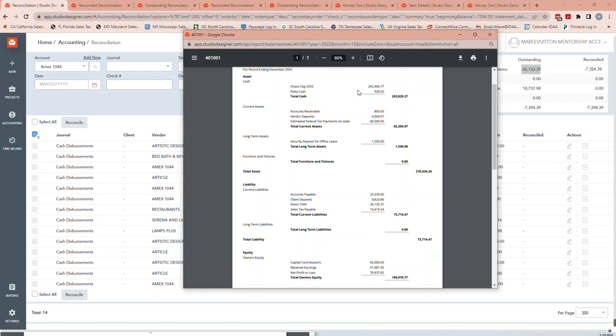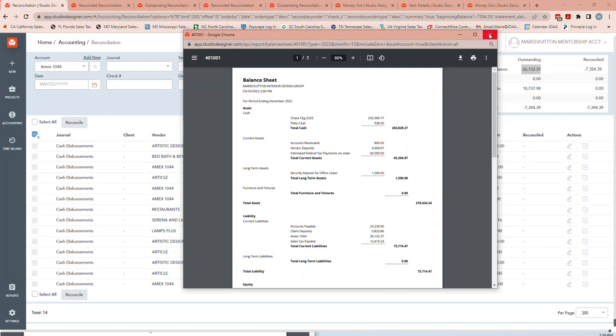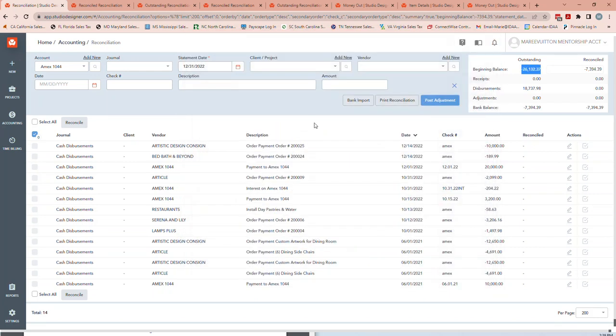So, I hope this provided some information for those of you working in and managing businesses, or managing your own business for that matter. Okay, bank recs are important.